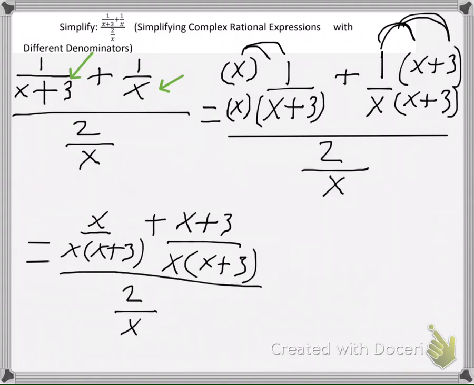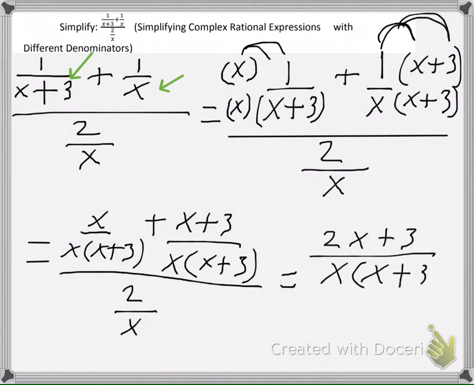Now I just combine together the x and the x plus 3. I combine like terms, and what I get is 2x plus 3 over x times x plus 3, over 2 over x. And so I'm going to continue this on another slide.